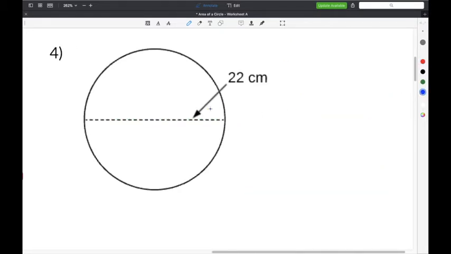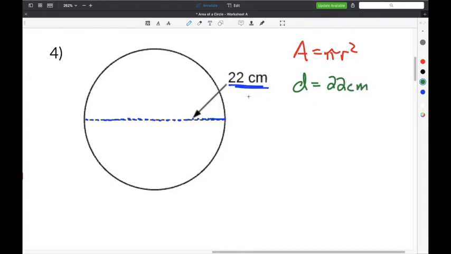Moving on to the fourth problem on our area of a circle worksheet, it gives us 22 centimeters for the diameter. So this time we are figuring out the area of a circle with the diameter. I know it's diameter because the line goes all the way across the circle. So because it goes all the way across, that's referring to the diameter. In this case, the diameter is equal to 22 centimeters.